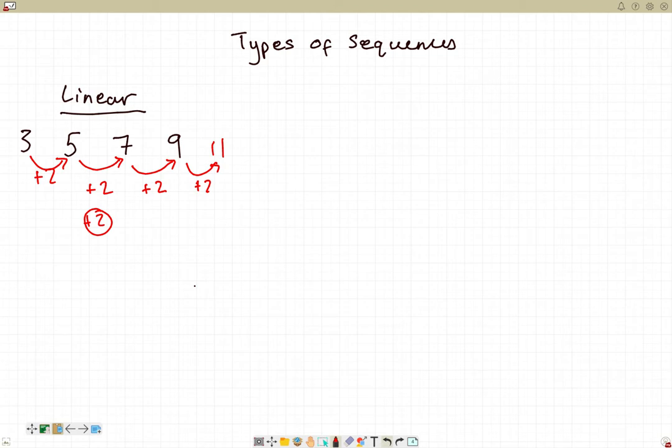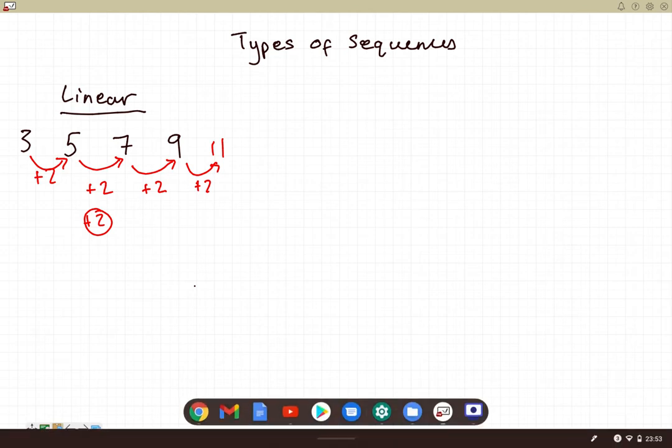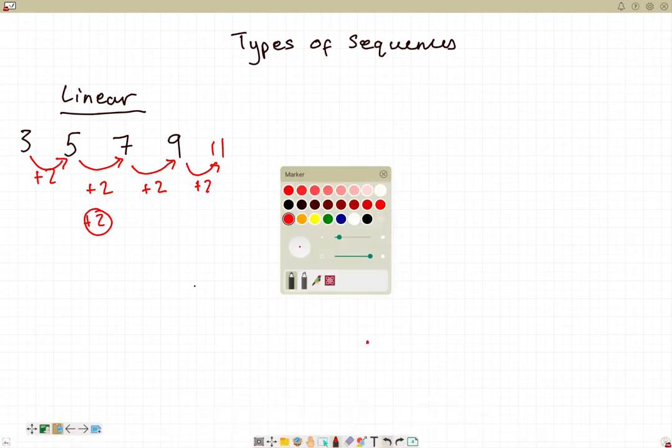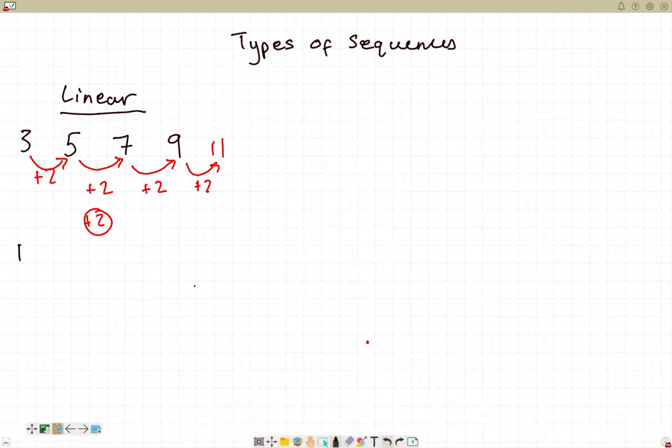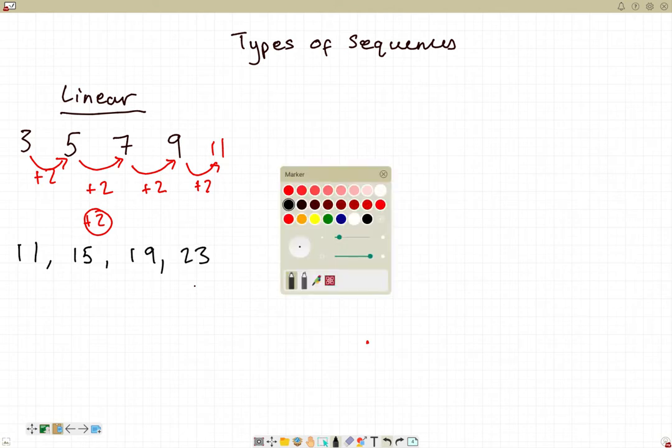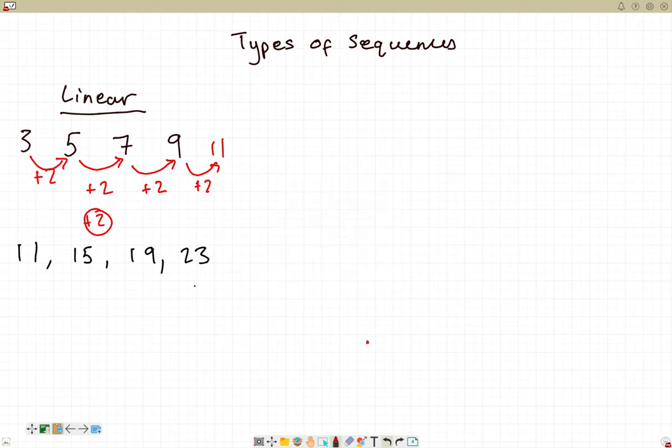Okay. So let me show you another example. So you could have 11, 15, 19, 23. So as you can see in this sequence, I want to see how do I get from 11 to 15. So if you're not sure, just do 15, take away 11. That will give you positive 4.